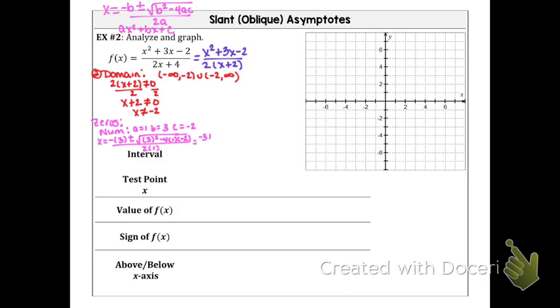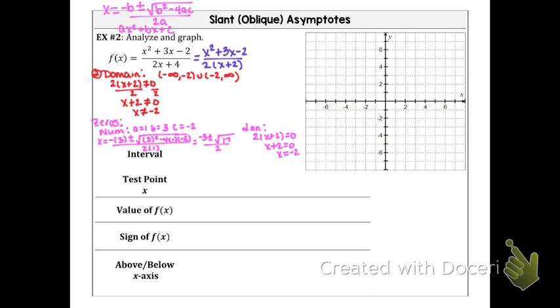So negative 3 plus or minus the square root of 9 plus 8, so 17, all over 2. And I can't break down that 17, so I'm going to leave that there. Then to find the zeros of the denominator, we've already done that. That was where the 2 times the x plus 2 was equal to 0. So we said we had x plus 2 equals 0, which then x is negative 2. We found that when we did our domain.